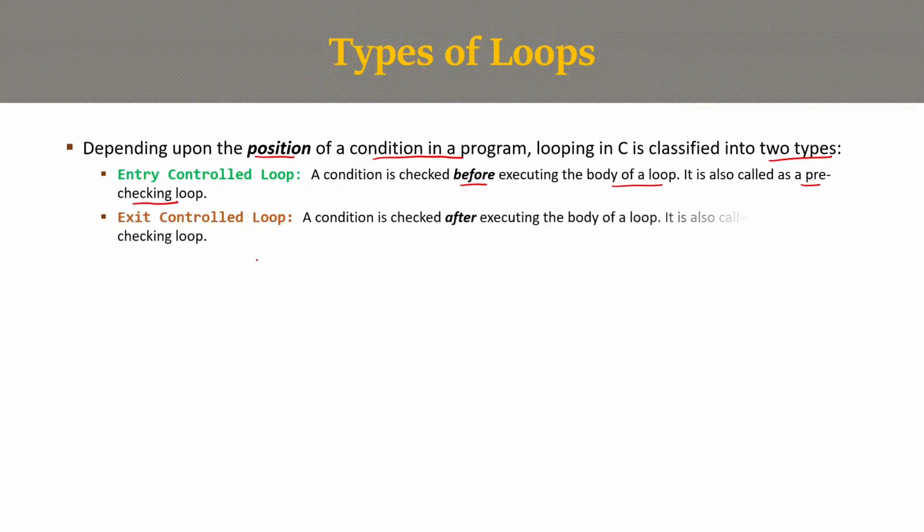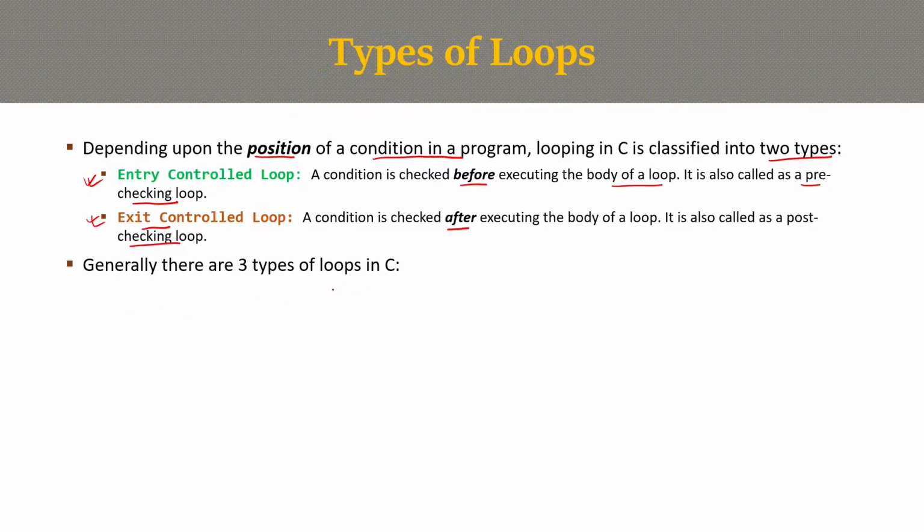And then we have the exit control loop. A condition is checked after executing the body of a loop. So it is also called a post-checking loop. So these are the two types of loops that we have based on the position of our condition.